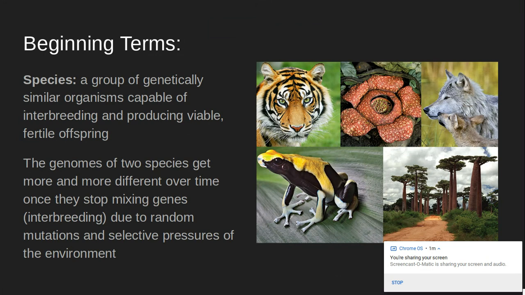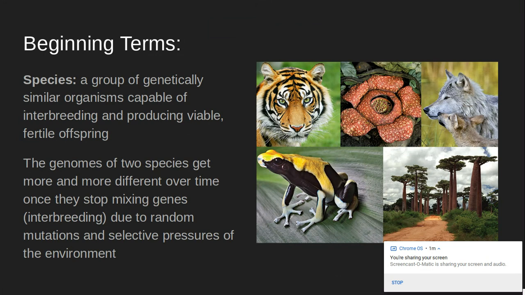But generally speaking, species are a group of genetically similar organisms that are capable of interbreeding and producing viable, fertile offspring. So what we've been learning about in evolution and also thinking back to genetics, when a speciation event happens, meaning one group splits into two, basically what happens is the two gene pools for each of the groups become isolated, and they're no longer mixing together like they did in the past.